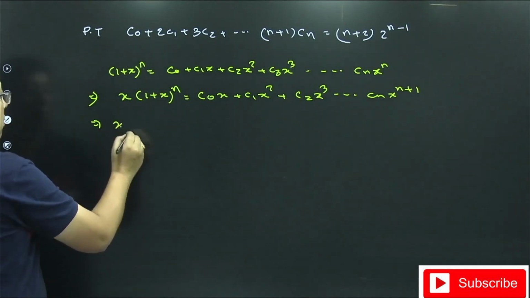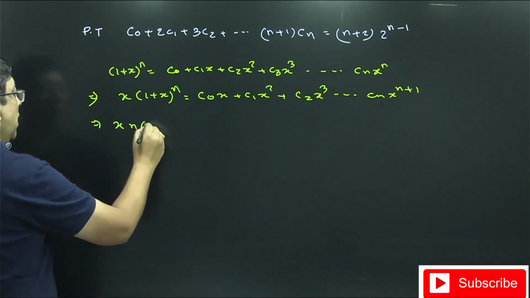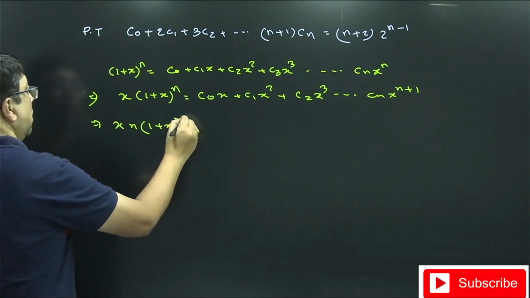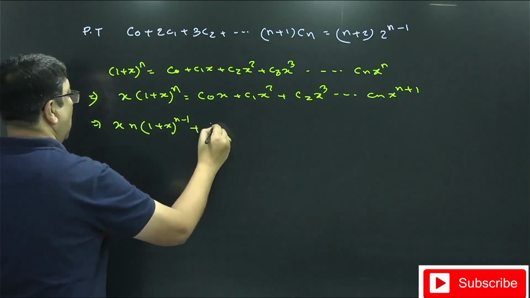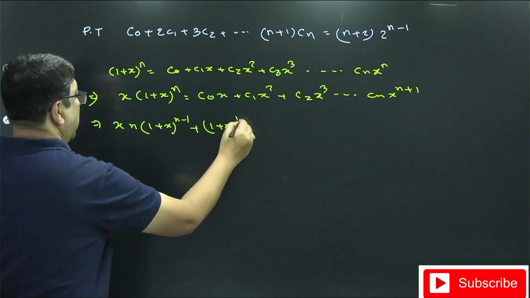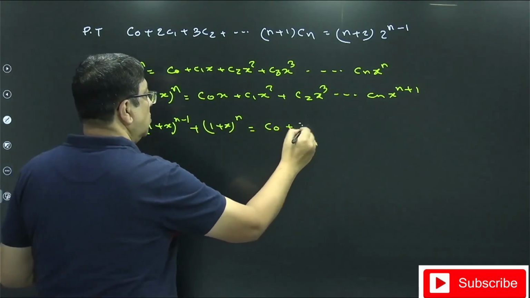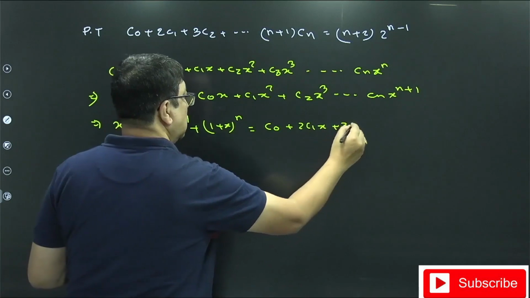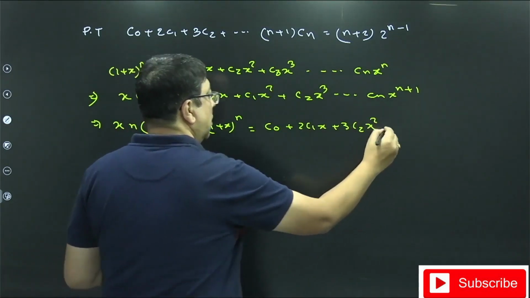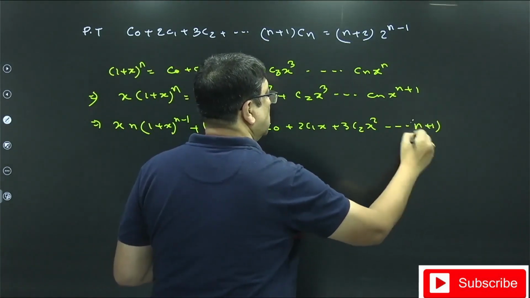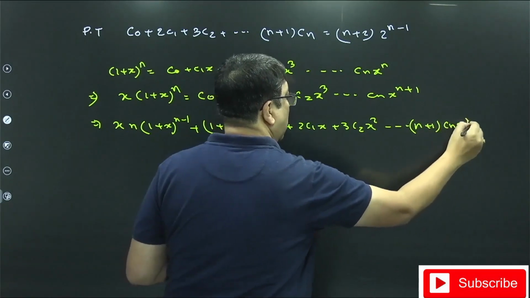So, u constant, derivative of v, plus v constant, derivative of u: (1 plus x) whole to the power n, constant, derivative of x is 1, and the derivative of c0x is c0, then 2c1x plus 3c2x square, and in this way n plus 1 cn x to the power n.